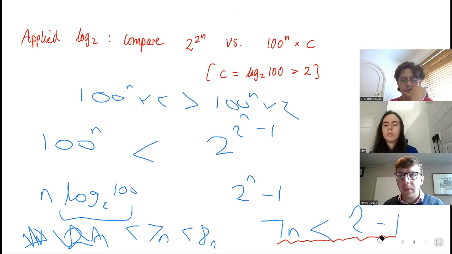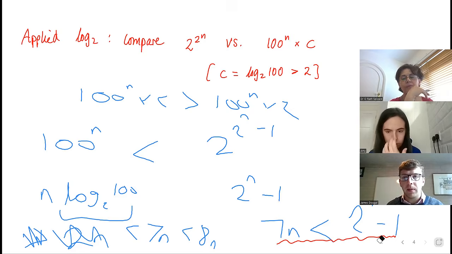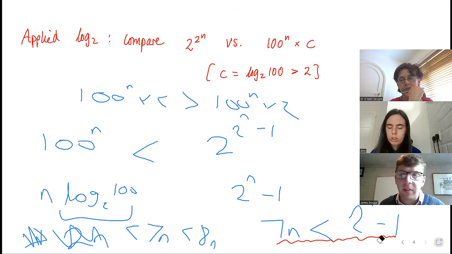Yeah, of course. So if we know that 7n is less than 2 to the n minus 1, we know that 7n is greater than n log 2 of 100. Then we can take powers, because logs and powers scale the same. So if the log of something is less than the log of another thing, then the first thing will be less than the other thing.